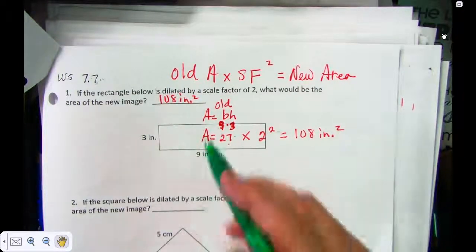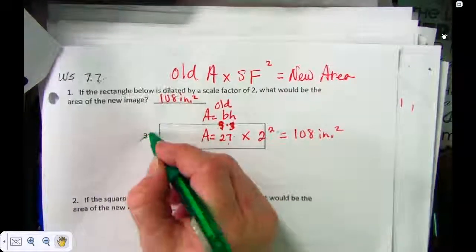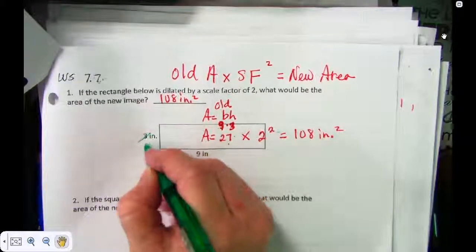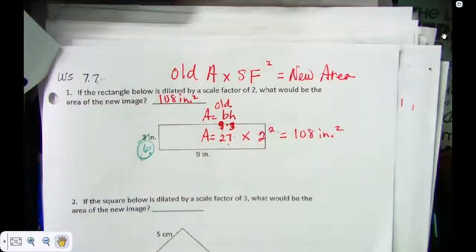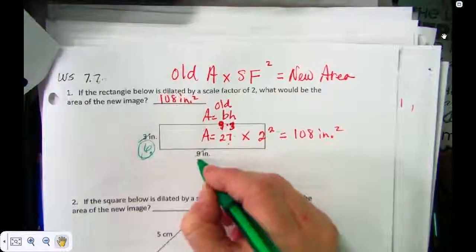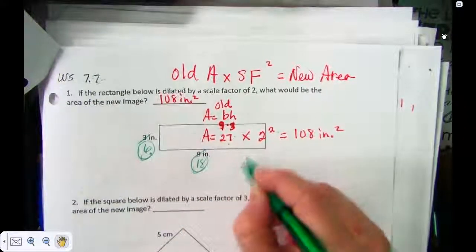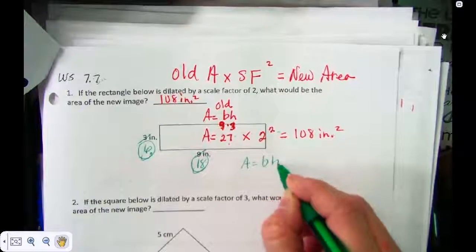Or I could do what? Double that. Why am I doubling it? Scale factor's 2. Yeah, don't double all of them. Somebody thought one year I meant to double all of them. It depends on the scale factor. Double that and you get 18. And so now just get the area.